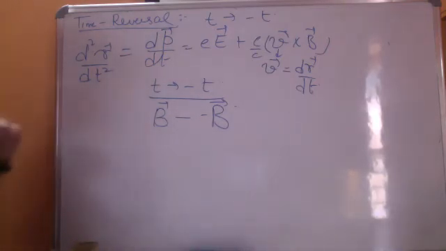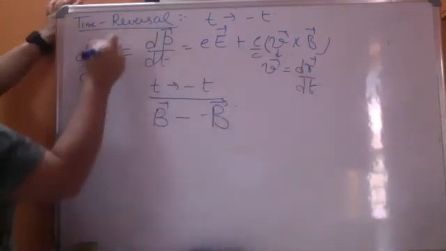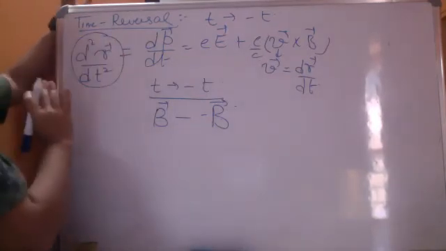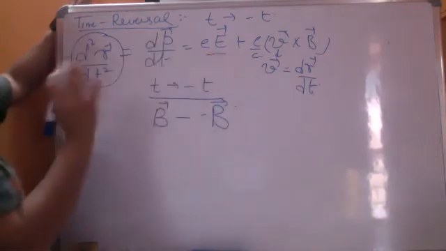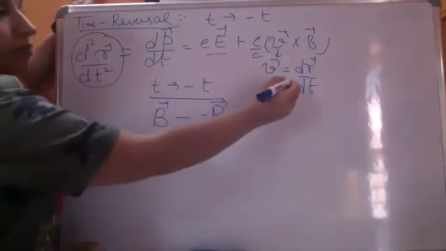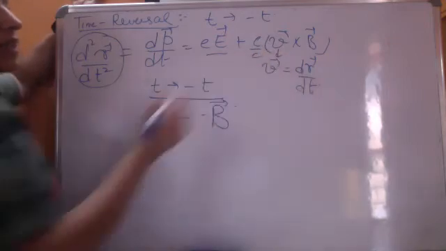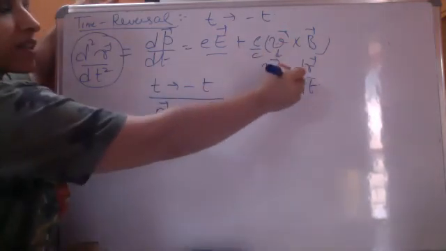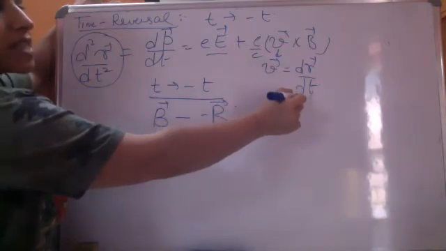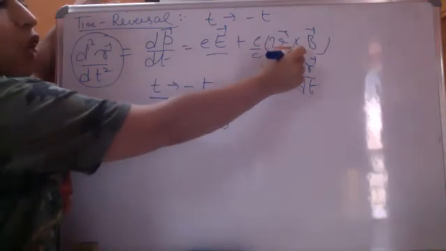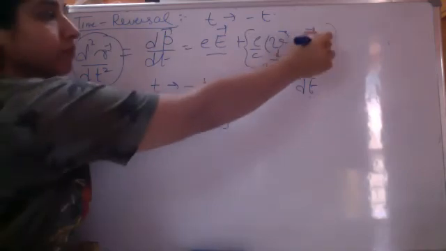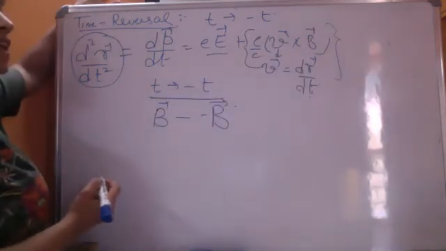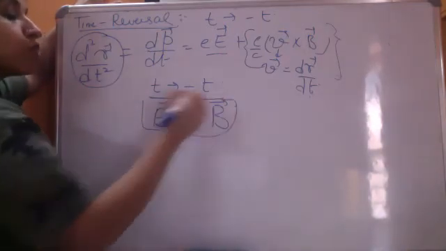It's very important to see that if you look at this, d square r by dt square, you change t to minus t, the left hand side remains invariant. There is no time dependence here. If you look at this quantity, when you change t to minus t, for this term to remain invariant, you need to do B to minus B.